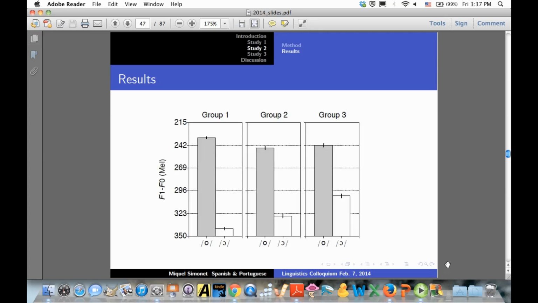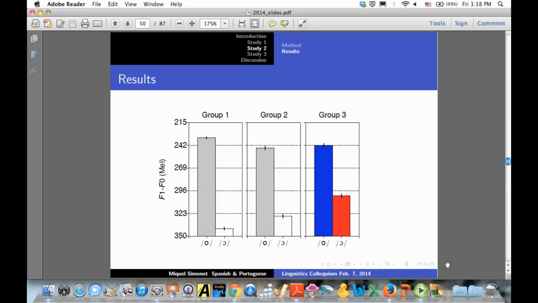These are the results. Group 1 is the Catalan dominant, group 2 is Spanish dominant, and group 3 is Spanish dominant, further away from being balanced. The contrast between O and A is shown as F1 minus F0 in mel units. Here, what matters is that the contrast is quite robust for the control group, let's say. They're very different. The contrast is also robust for the Spanish-dominant bilinguals. There's no merger for the Spanish-dominant bilinguals.